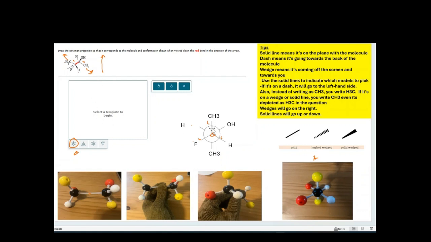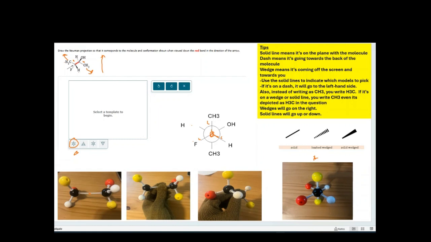Your carbons that are on the left-hand side will be on this little line structure as I circle right here on the inside, and you just match everything where it goes. So if it's on the dash, it's going to go out here to the left-hand side. If it's on the solid wedge line, it's going to go out here towards the right. And then if it's on just the regular solid line, it's going to go up. So that's it for this one.